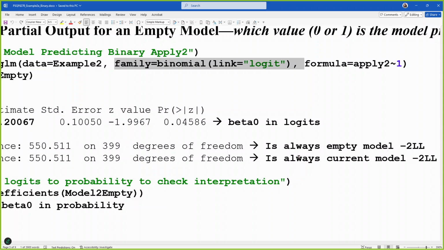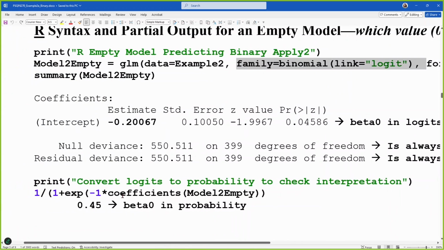So Bernoulli is a special case of binomial. Binomial is for multiple trials, and you can have a success or failure on each trial. Bernoulli is one trial, with one success or one failure. So binomial is a more general way of just expressing it. So then R says, intercept in parentheses is -0.2. So R is doing the same thing.